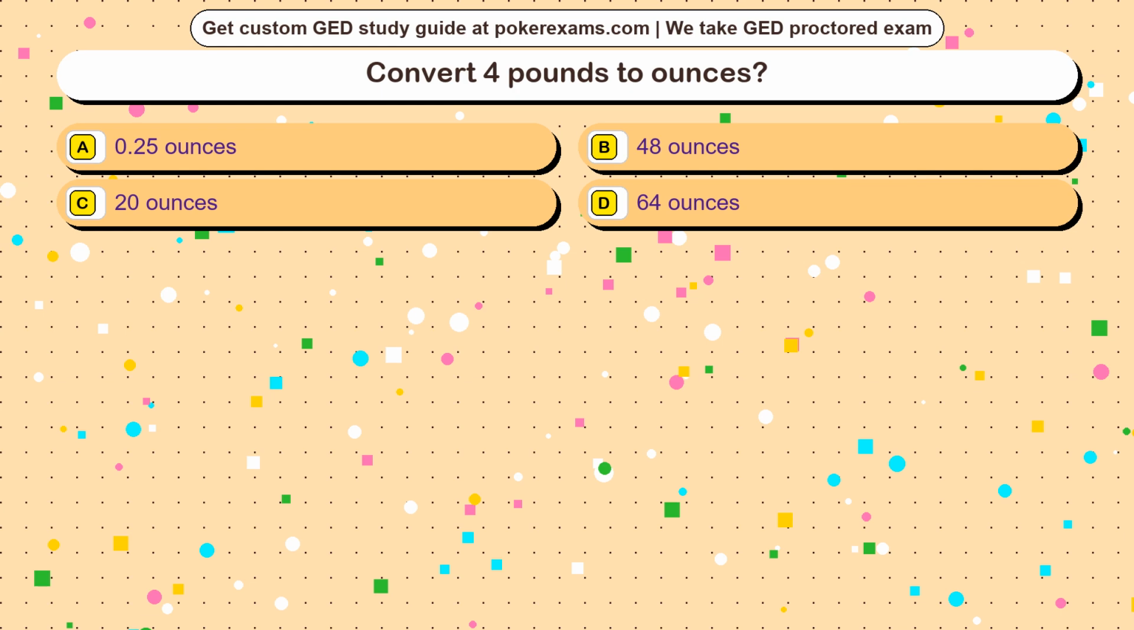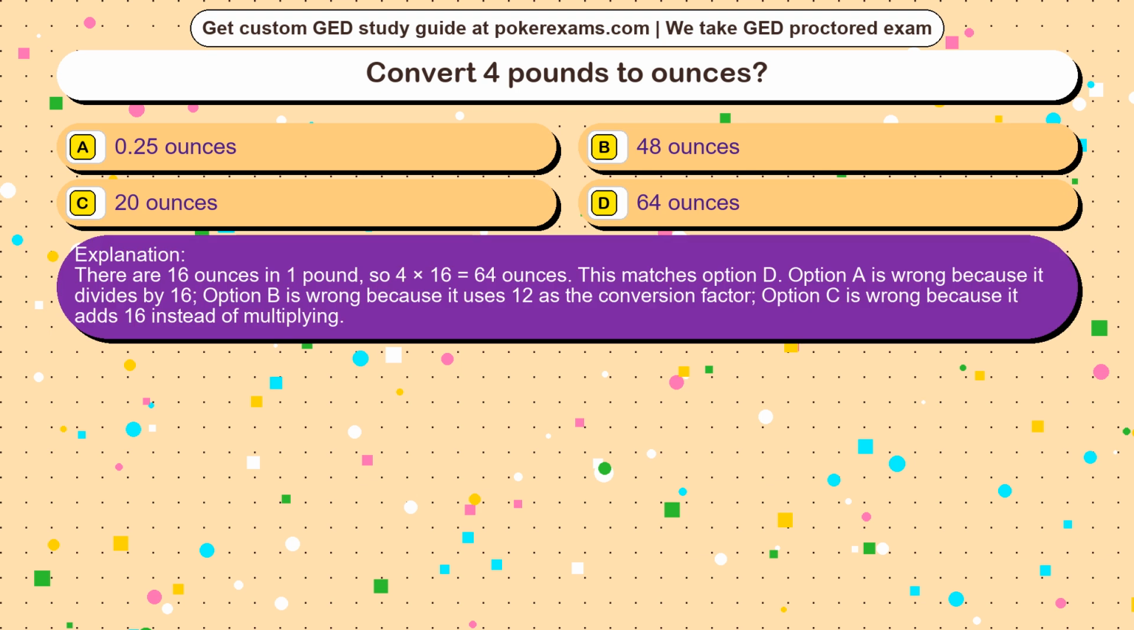The correct answer is option. There are 16 ounces in 1 pound, so 4 times 16 equals 64 ounces. This matches option D. Option A is wrong because it divides by 16. Option B is wrong because it uses 12 as the conversion factor. Option C is wrong because it adds 16 instead of multiplying.